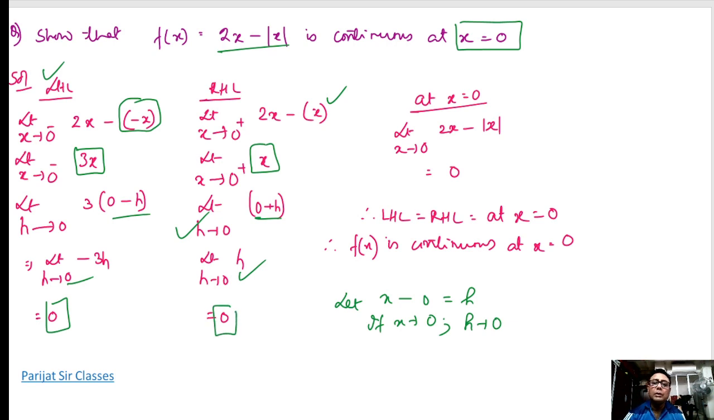Similarly, at x equal to 0, the value will become what? 2 into 0 minus 0, which is 0. That means we can see that the left hand limit, the right hand limit, and at x equal to 0 the values are the same. So it is continuous at x equal to 0. Clear?